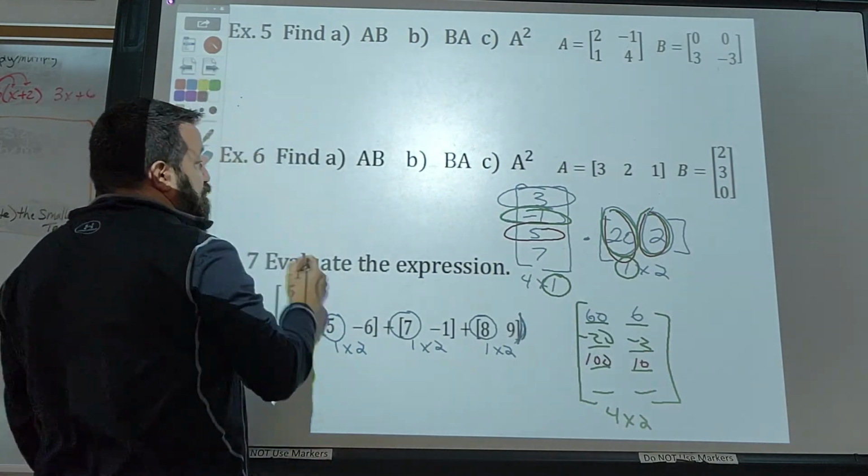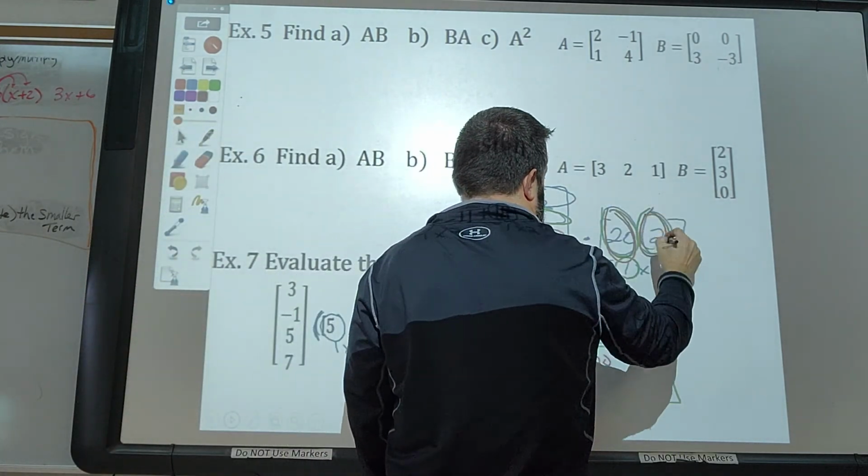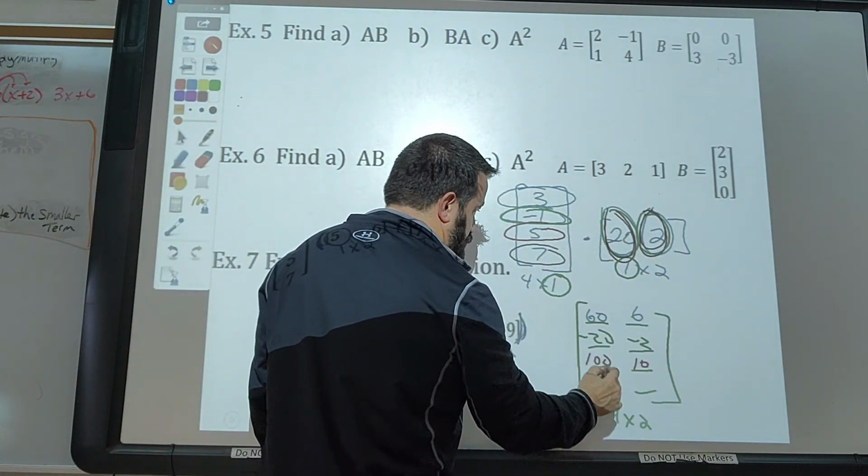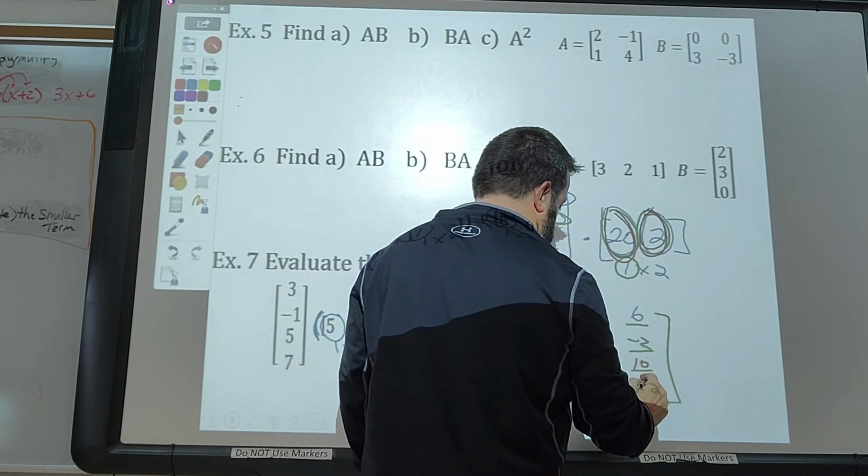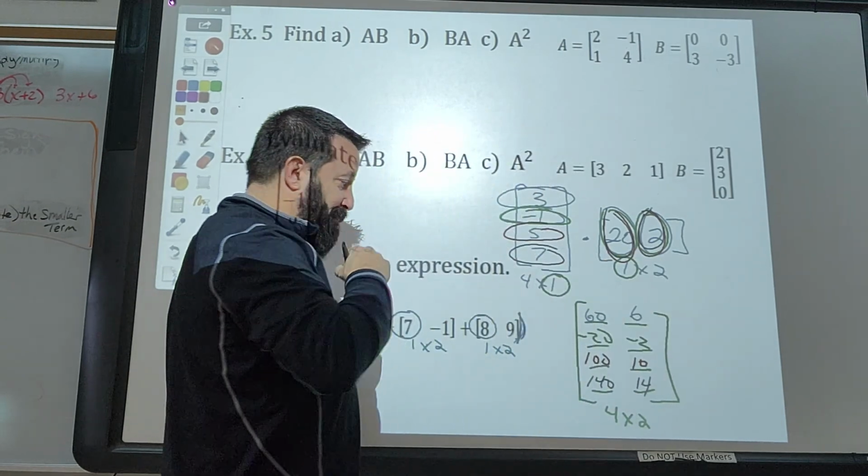Lastly, move on to the 7 times each column. 7 times 20 is 140. And 7 times 2 is 14 for my final answer.